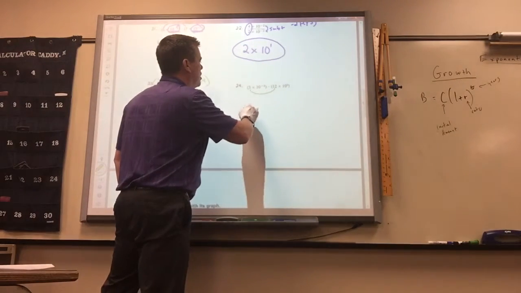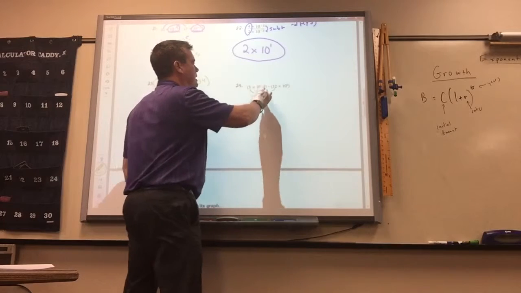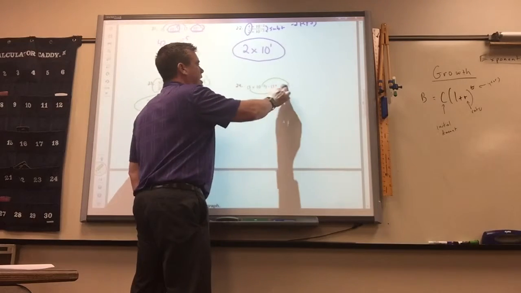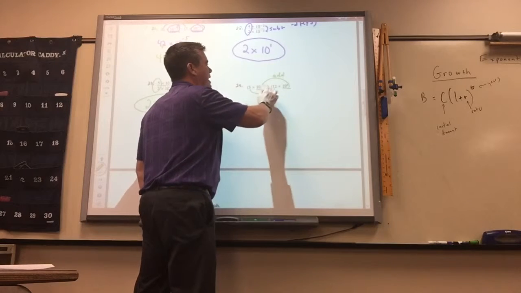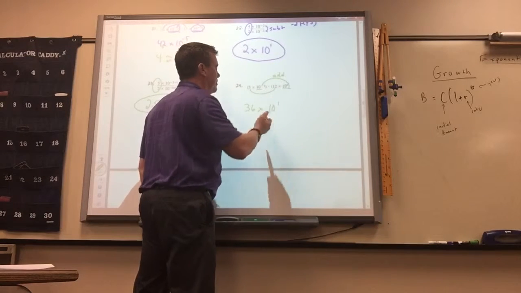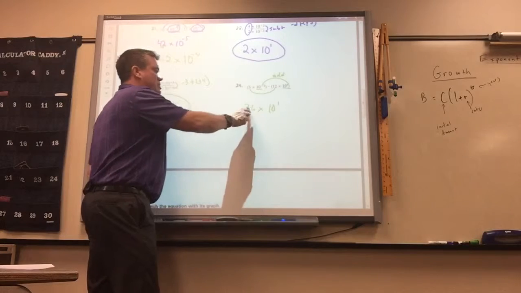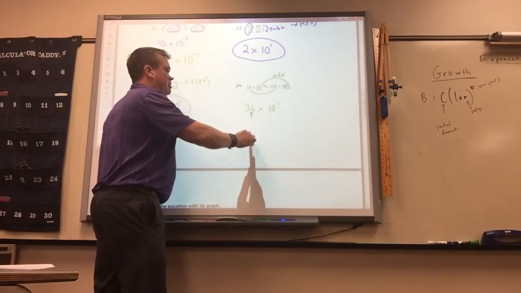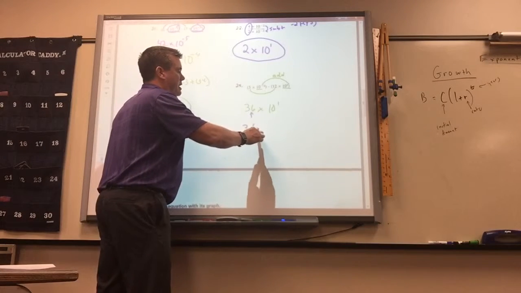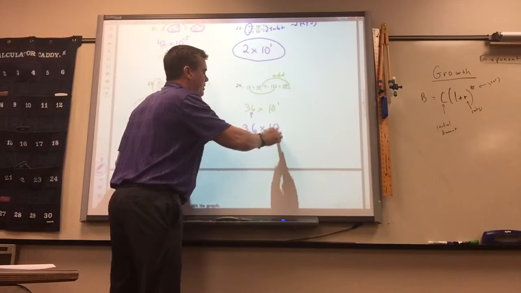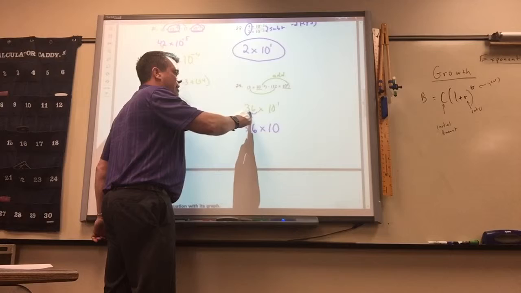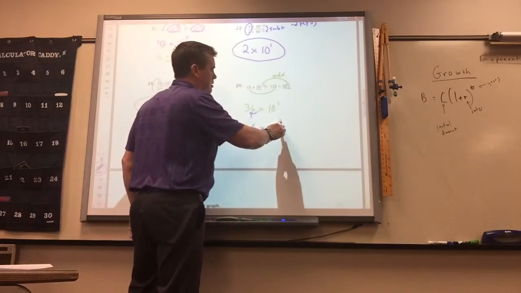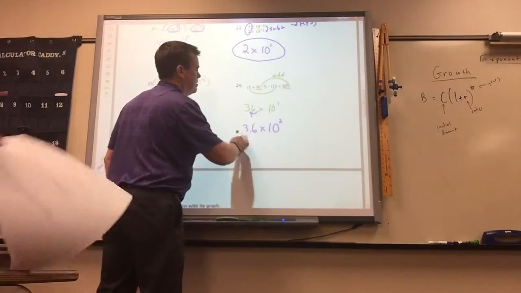Number 24: 3 times 12 is 36. 10 to the negative second and 10 to the third, when they're multiplied, you add them. So negative 2 plus 3 is 1. So the decimal's not in the right spot. It should be there. So it's 3.6 times 10. Yes, they stopped here. It should have been there. They should have moved it one more. So it'd be to the second.